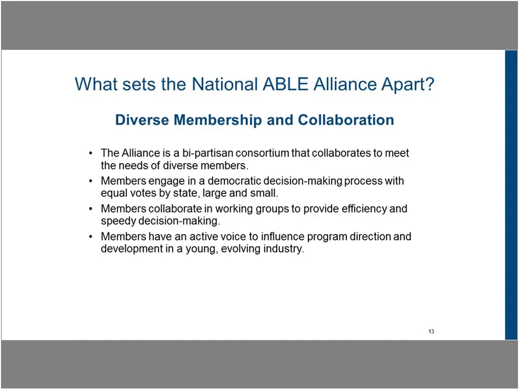One of the things that sets the National ABLE Alliance apart is, again, we are a group of states that have come together with a common goal, and it was a great experience for all of us that were involved to actually be able to bring that goal to fruition. We're a bipartisan consortium, so we have states from all across the country that collaborate to meet the needs of diverse memberships. We engage in a democratic decision-making process, which means an equal vote for each state, large and small, but we do most of that through consensus. When we say a decision-making process with votes, what we're doing is working together to find the best solutions for these programs in a very new industry.